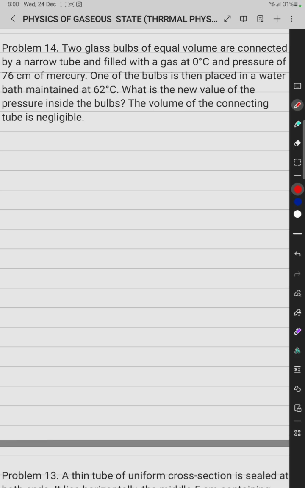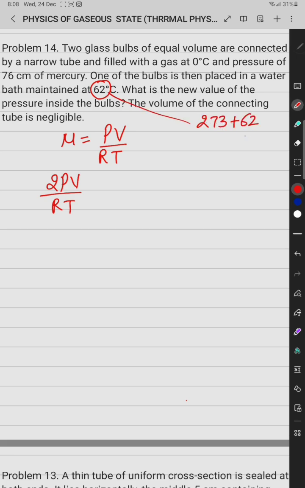Two glass bulbs of equal volume are connected by a narrow tube and filled with gas at 0 degree centigrade and pressure of 76 centimeter of mercury. That means the number of moles in each bulb is μ, where μ equals PV by RT, and T is the initial temperature. The number of moles in the two glass bulbs is twice PV by RT. Now the temperature of one of the bulbs is raised to 62 degree centigrade. 62 means 273 plus 62, and that is equal to 335 Kelvin.